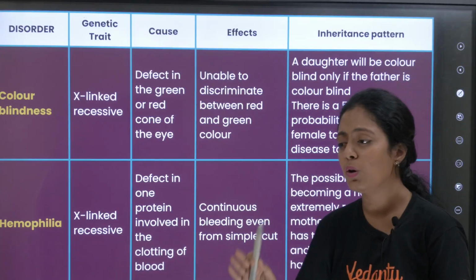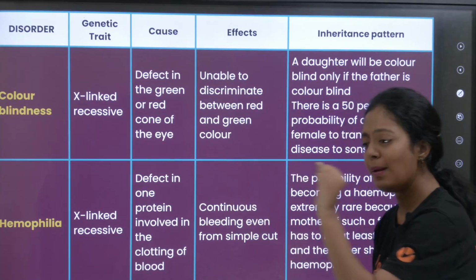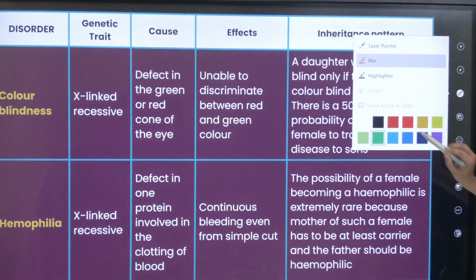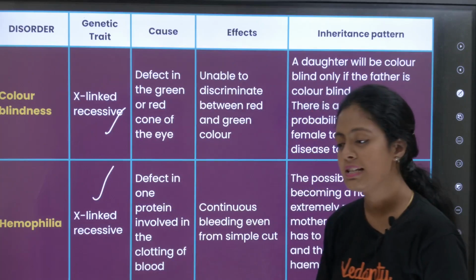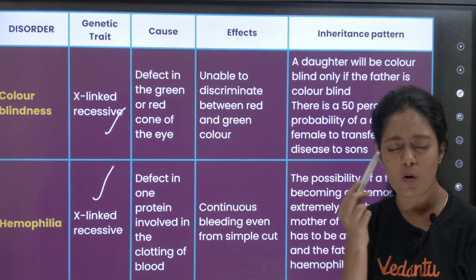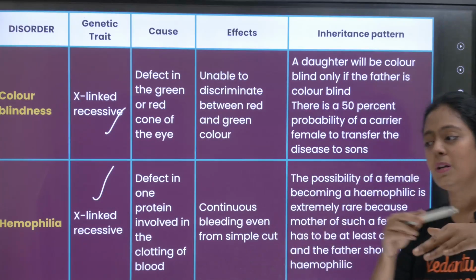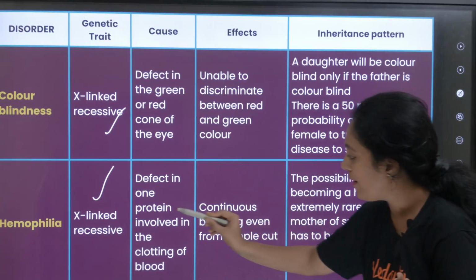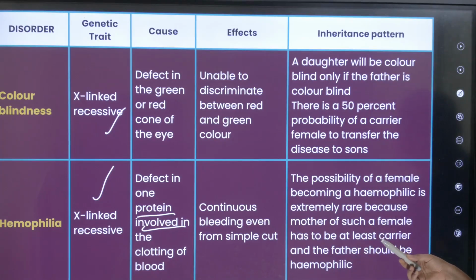Okay, so now we are going to recap all the diseases. First we saw color blindness and hemophilia. As already discussed, color blindness and hemophilia are X-linked recessive conditions. Color blindness is a defect in the red or green cone of the eye, the inability to discriminate between red and green. Hemophilia is a defect in one protein involved in the clotting of blood. The inheritance pattern we already discussed, and both have almost the same inheritance pattern.